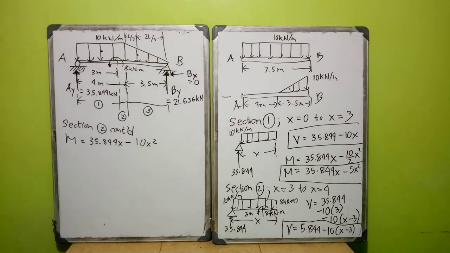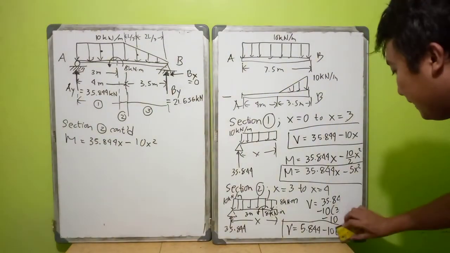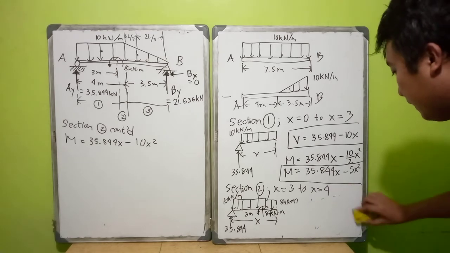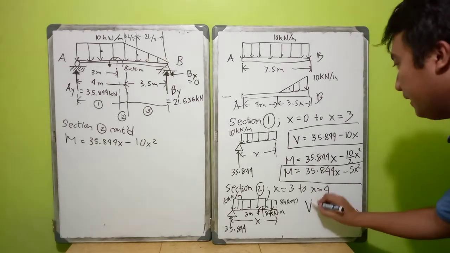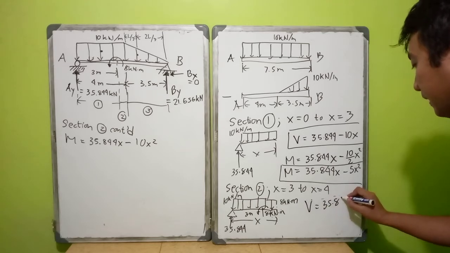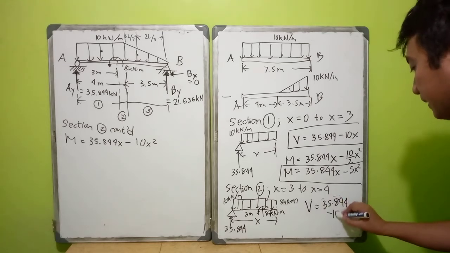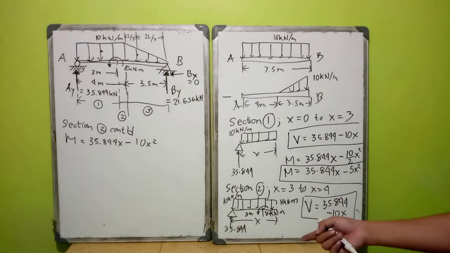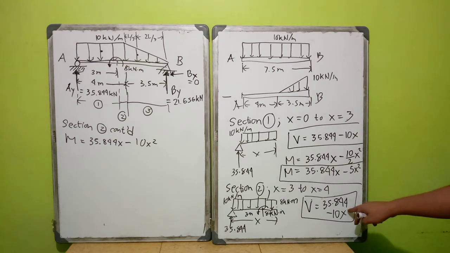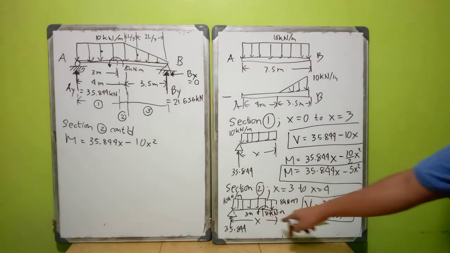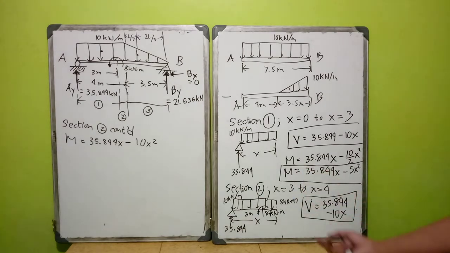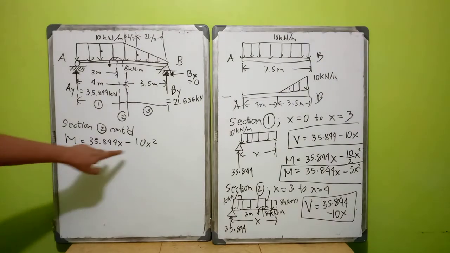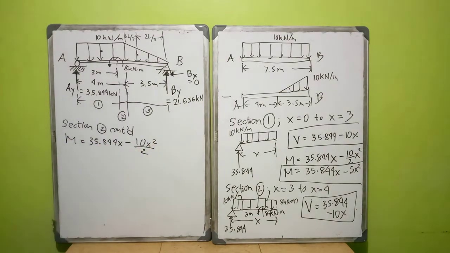Okay, so I'm sorry. Since there is no change in loading relative to V, it's the same. V is equal to 35.844 minus 10x, okay? So there is no change in loading in shear. But somehow in moment, it's different. 35.844 minus 10x squared over 2.